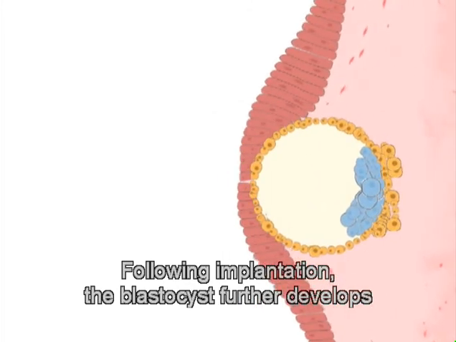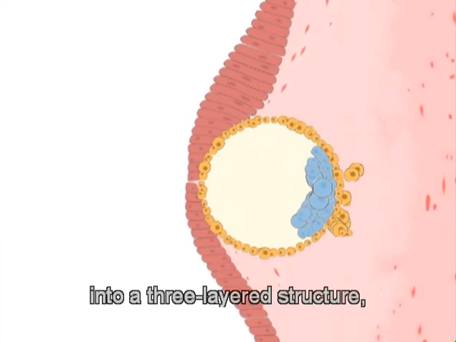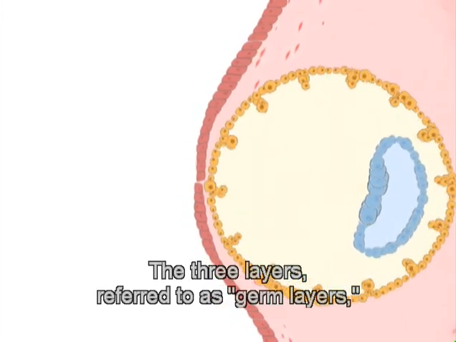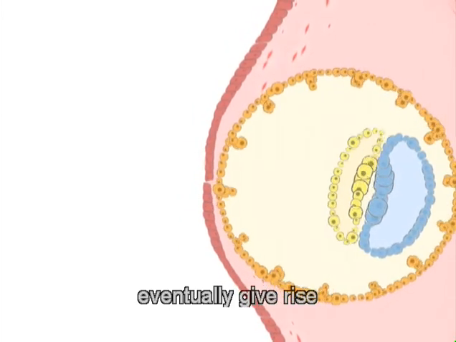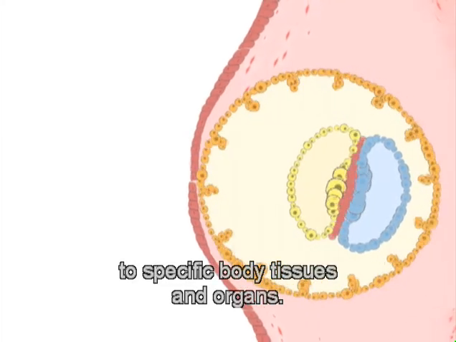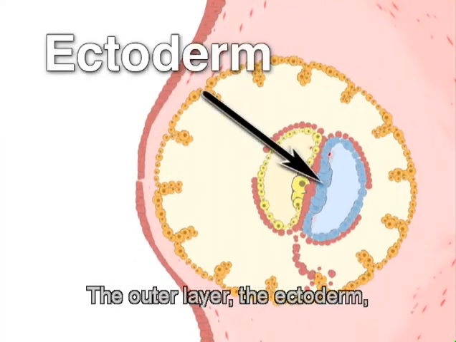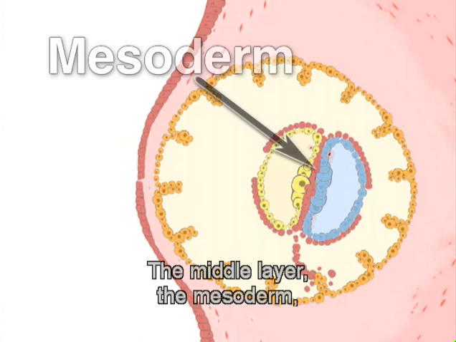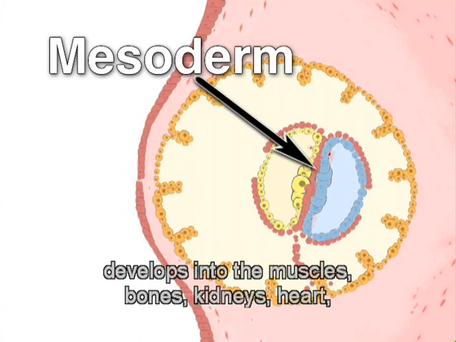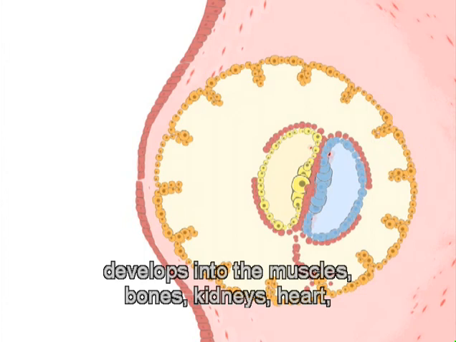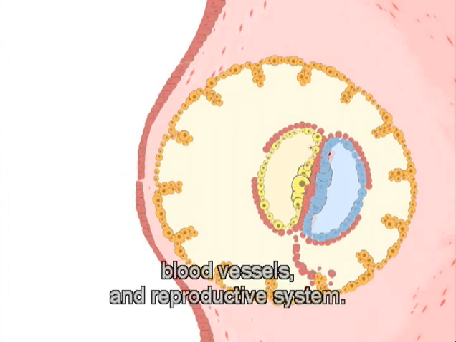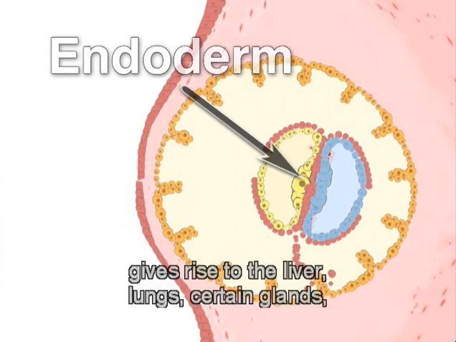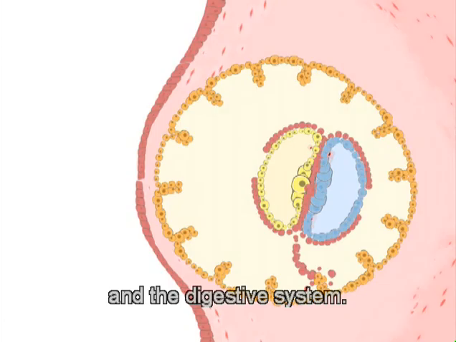Following implantation, the blastocyst further develops into a 3-layered structure, the gastrula. The 3 layers, referred to as germ layers, eventually give rise to specific body tissues and organs. The outer layer, the ectoderm, develops into the nervous system and skin. The middle layer, the mesoderm, develops into the muscles, bones, kidneys, heart, blood vessels, and reproductive system. And the endoderm, the inner layer, gives rise to the liver, lungs, certain glands, and the digestive system.